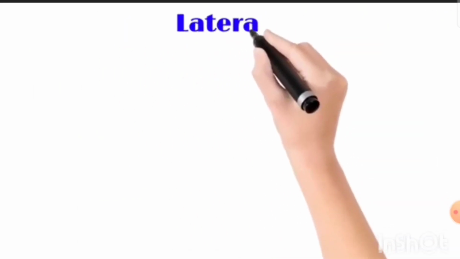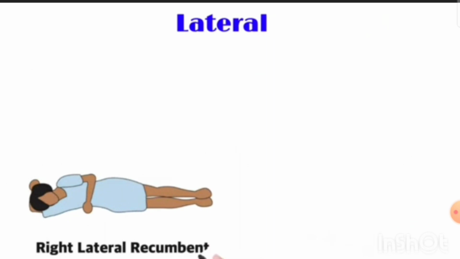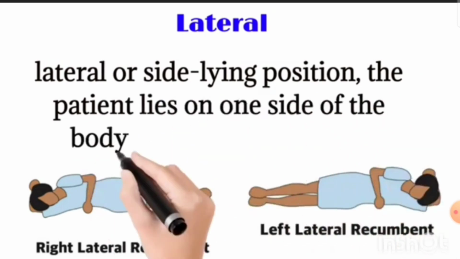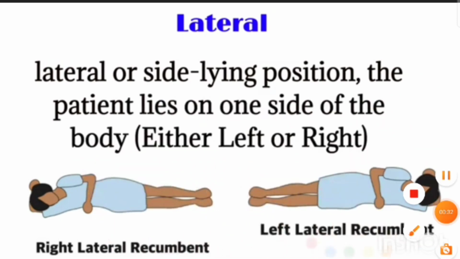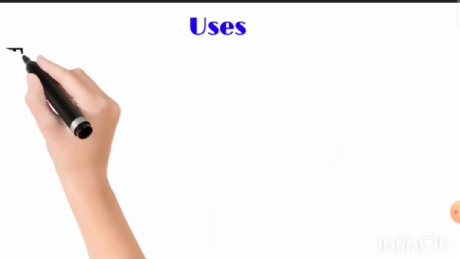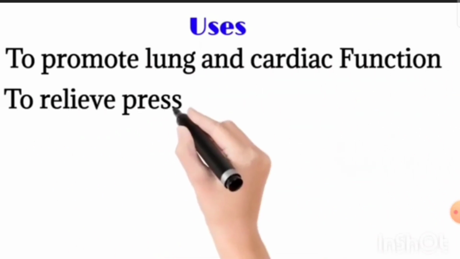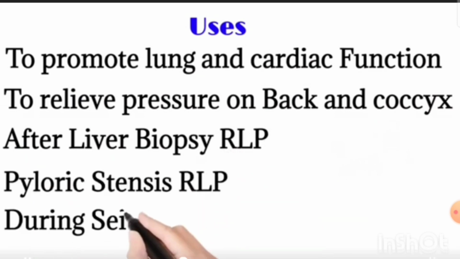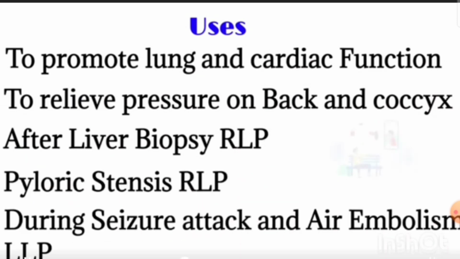The lateral position. There are two options, the right lateral recumbent or the left lateral recumbent. In the lateral or side-lying position, the patient lies on one side of the body, either the left or the right. The uses are to promote lung and cardiac function, to relieve pressure on the back and coccyx, after liver biopsy, pyloric stenosis, during a seizure attack, and air embolism.